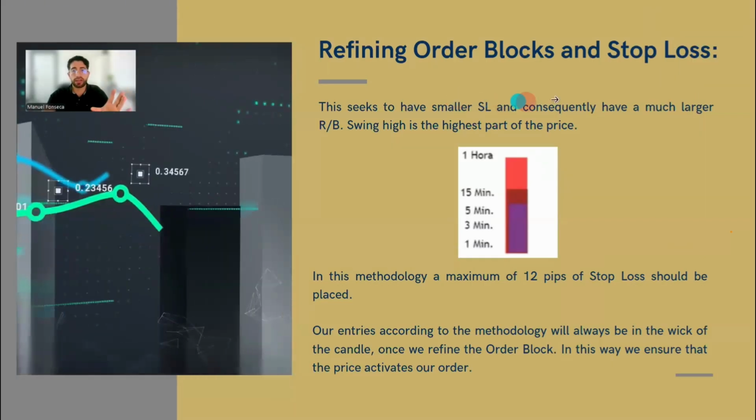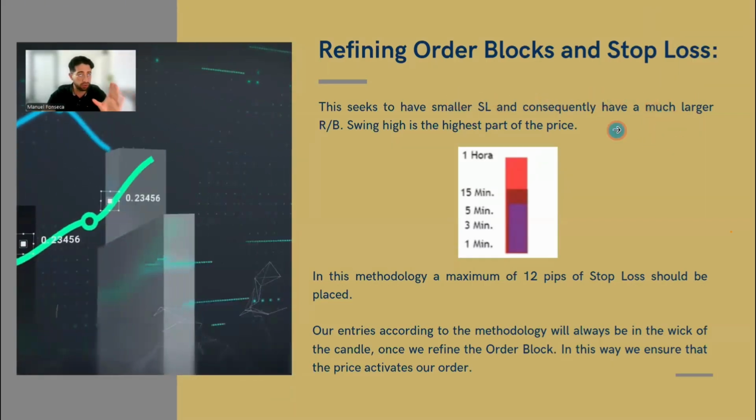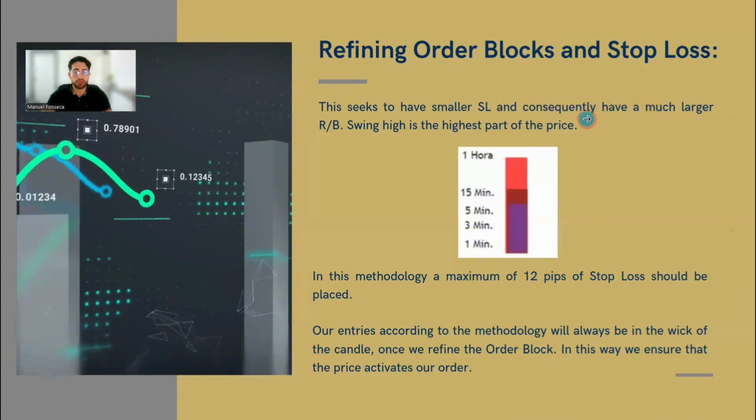This is refining order blocks and stop loss. Some useful when we're gonna use the order blocks. You're gonna see why. This seeks to have a smaller stop loss and consequently have a much larger risk-reward, or win ratio.